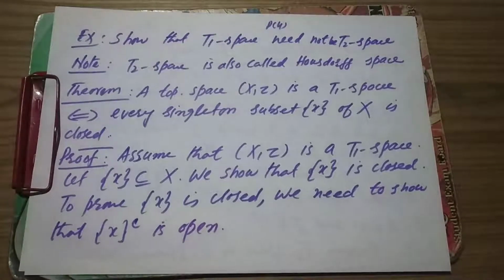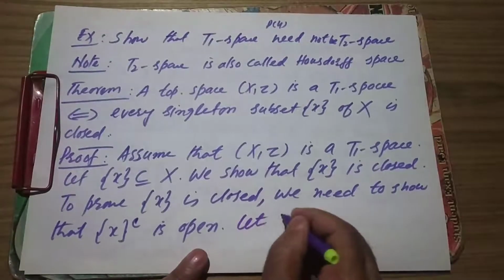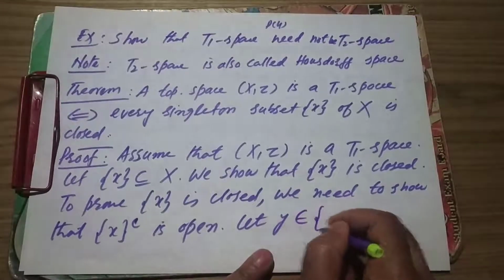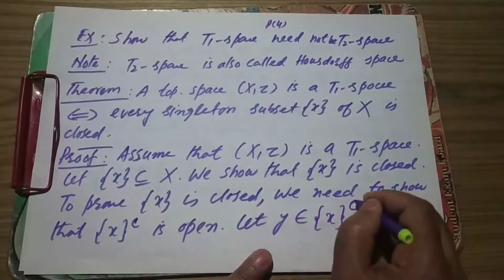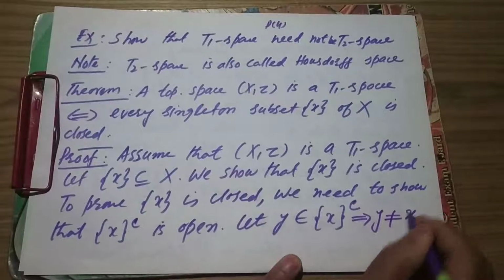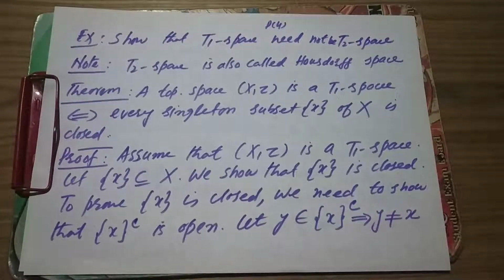So to prove its complement is open, let's choose any point in this complement. We'll show that it's a union of open sets, which will give that this is an open set, because union of open sets is again an open set. So let y belong to its complement. It means that y is not equal to x. So choose any y in this. Every such y is not equal to x, because it is in the complement of the singleton set {x}.